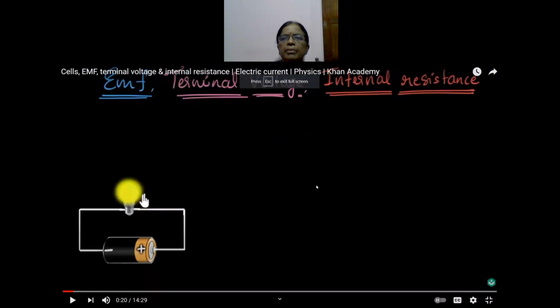So today we have to study EMF, terminal voltage, internal resistance, all such things. What is the EMF of a cell? Here a cell is shown. A cell is a battery. See, the positive and negative of a battery are shown here, the battery that we use in torches and all. And a bulb is also connected here.